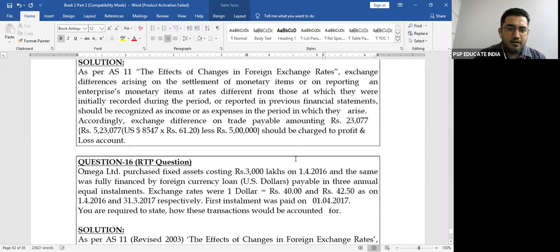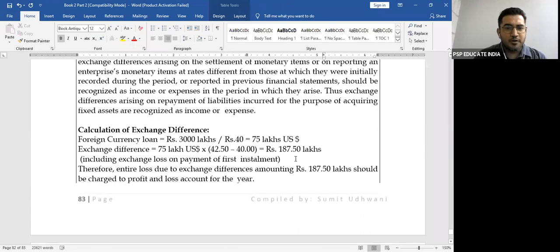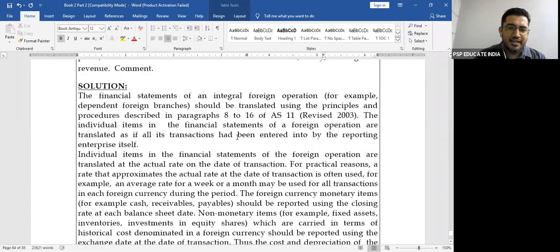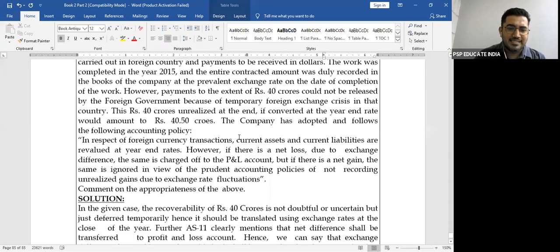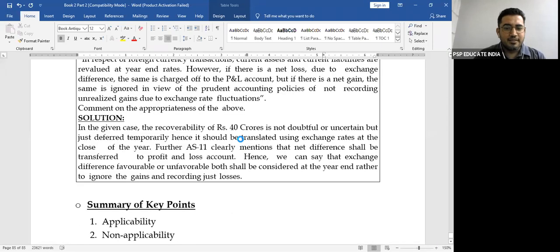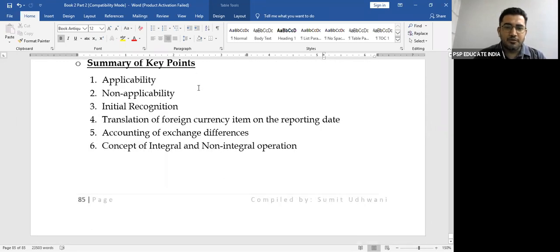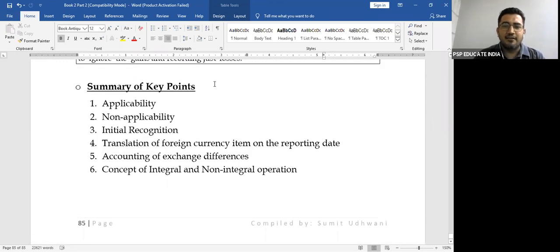And then we did two theory questions today, question 17 and question 18, both focusing on basic concepts which tell you that gain or loss, be it anything in AS-11, will directly go to the profit and loss account. Right, that brings you to the end of entire accounting standard 11.